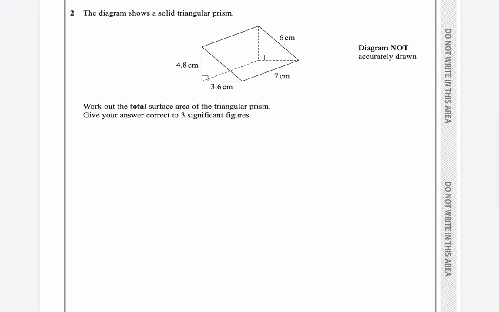Question 2. The diagram shows a solid triangular prism. Work out the total surface area. Give your answer to 3 significant figures.